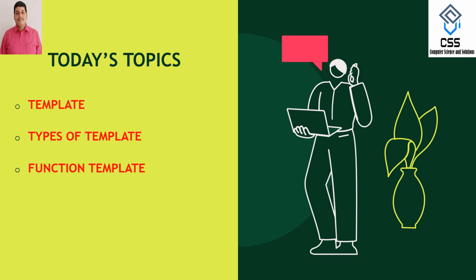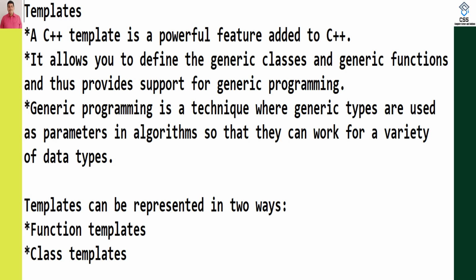Templates are of two types. One is function template and one is the class template. In today's class, we will discuss a few examples of the function template. Hence, it is written, template is a powerful feature in C++ which allows you to create generic classes or generic functions. Means we have to create the parameterized templates as function templates and as class templates.